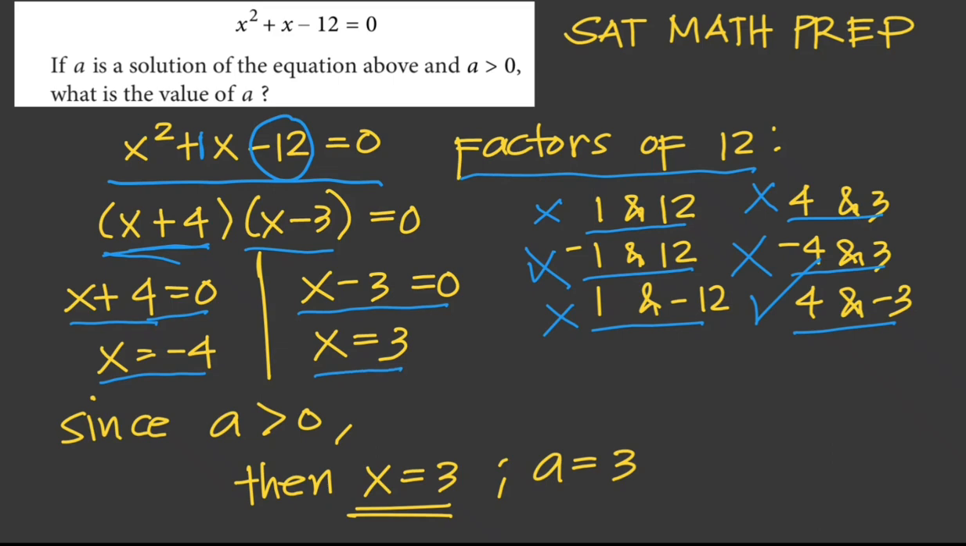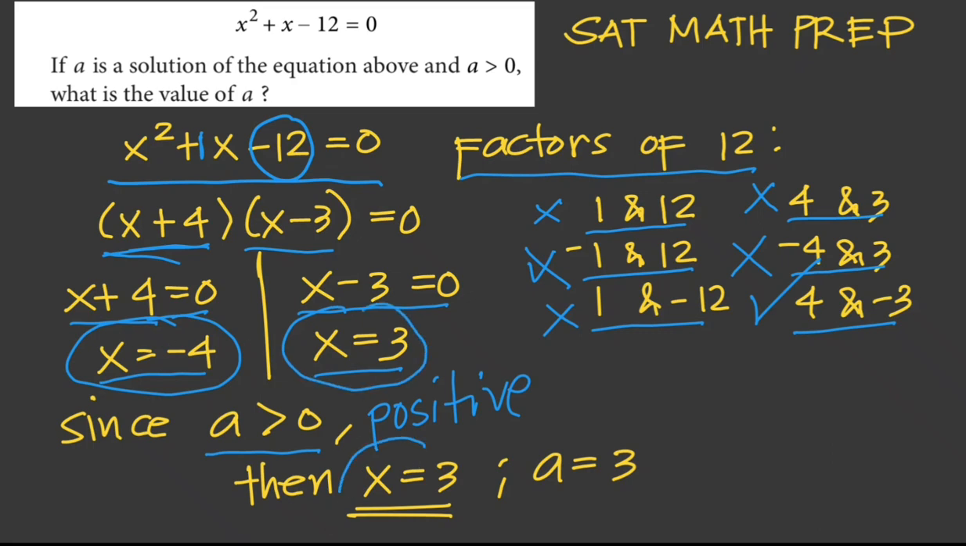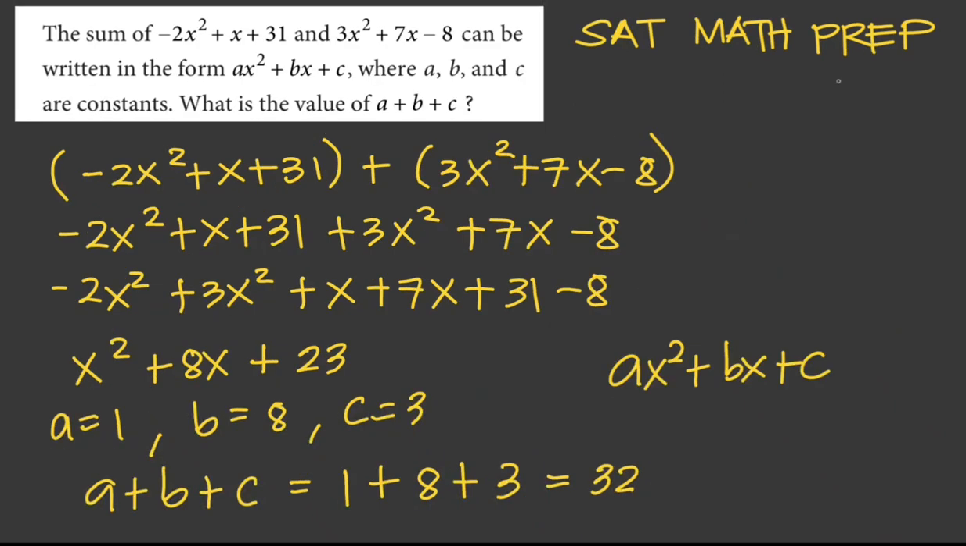Since the problem says a should be greater than 0, that means a is positive. So from the roots that we got, we have 3 as the positive number, which is greater than 0. So a is equal to 3. Now let's try solving another problem.